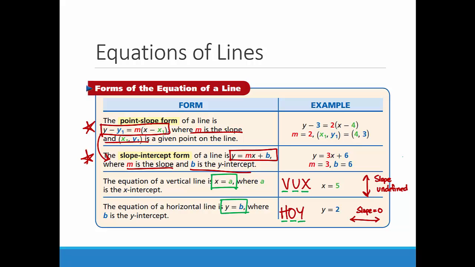So if I tell you something like x equals 4, and you're supposed to graph that, you go on the x-axis, you find 4, and you make a line.